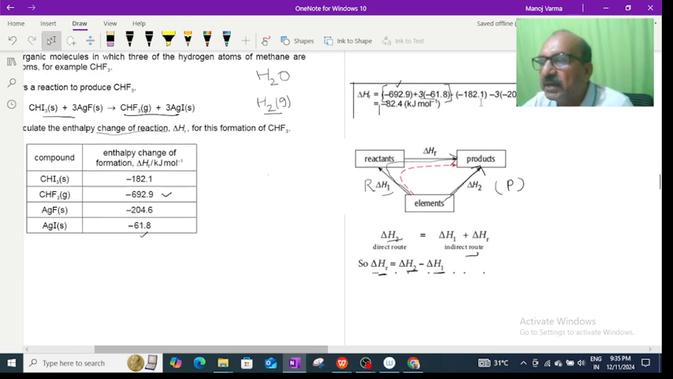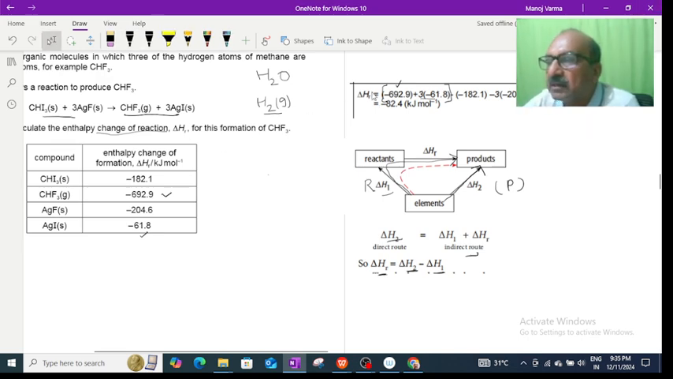See, minus 182.1 and then 3 times of AGF. So AGF is minus 204.6. So 3 times of minus 204.6. So this is all of your products and this is all of your reactants. So products minus reactants, as I already told you, the products minus the reactants, and when you solve this you get the answer minus 82.4 kilojoules per mole.